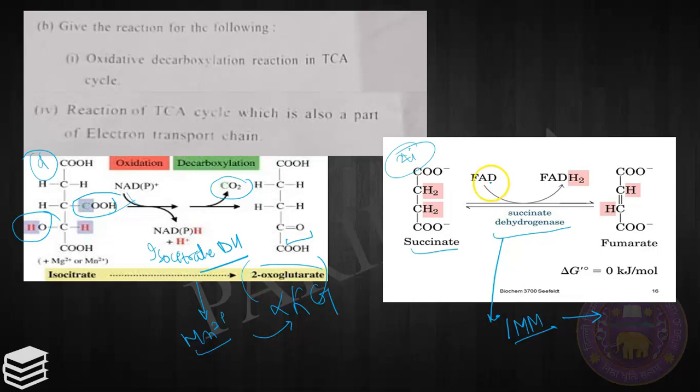Now let's look at the second part of the question. The reaction that is also a part of ETC is the reaction catalyzed by succinate dehydrogenase that converts succinate to fumarate. What happens in this? Electrons from succinate through FAD are passed on to iron sulfur centers to ETC. This enzyme is also present in IMM, that stands for inner mitochondrial membrane.